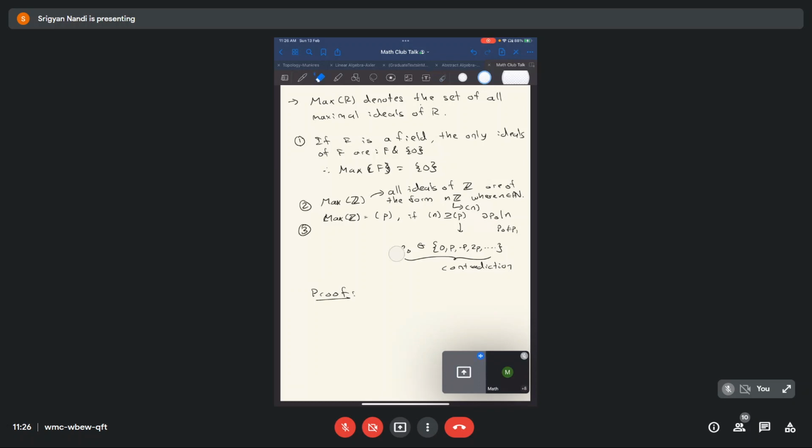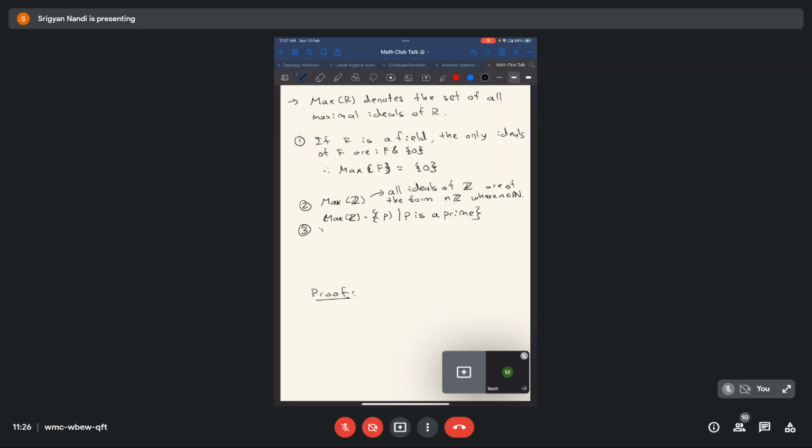So the set of all the maximal ideals of Z are precisely those ideals that are generated by prime numbers. Okay, so p such that p is prime. So this is precisely the maximal ideals of Z. This is one last theorem I intend to prove for the day. And after this, I think I'll define the notion of a prime ideal, and then we can see some interesting things about the prime spectrum of a ring.